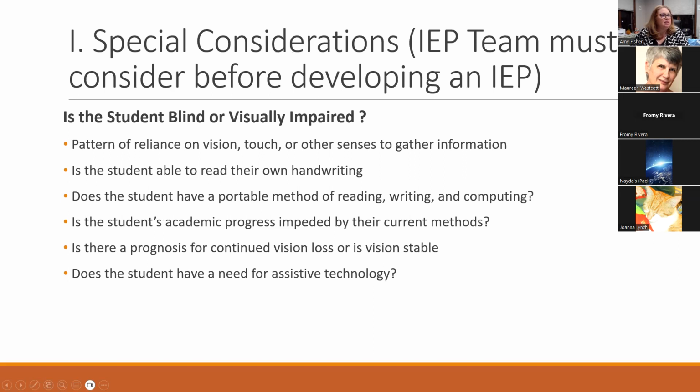All right. Special considerations. The IEP team must consider all of these questions before developing an IEP. And again, you've probably heard them before, and in some cases, IEP teams can go over them pretty quickly. The first question is, is the student blind or visually impaired? And there are some examples here of exactly what that means. So this would be a considerable visual impairment that impacts their ability to learn. It's not just, does your child wear glasses? But is there a significant visual impairment that affects learning?